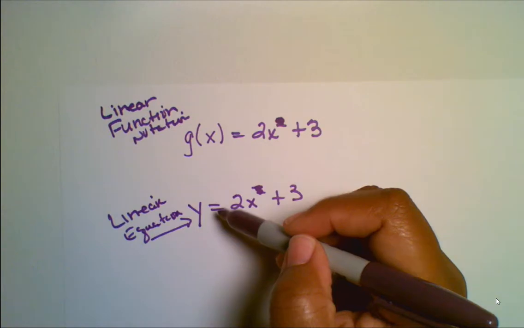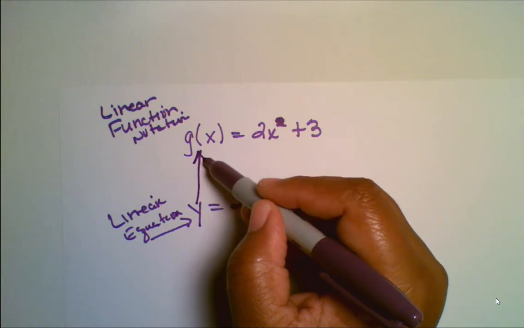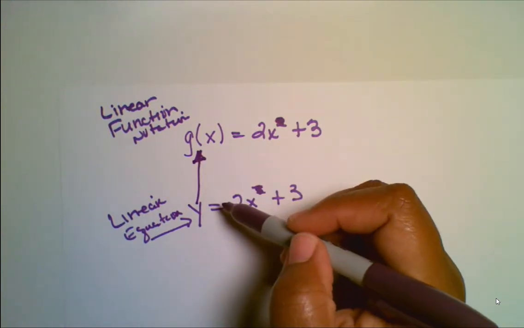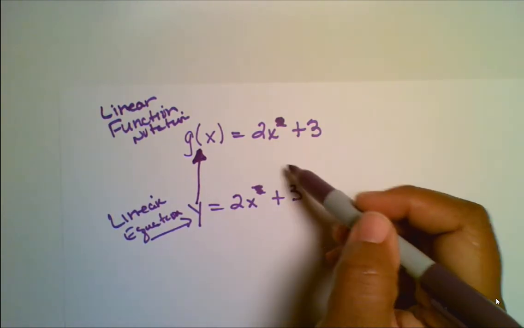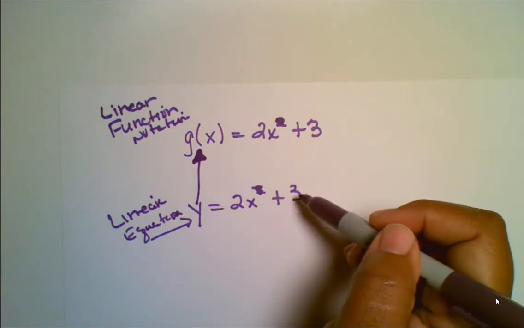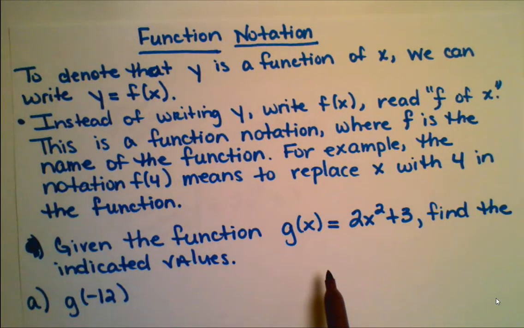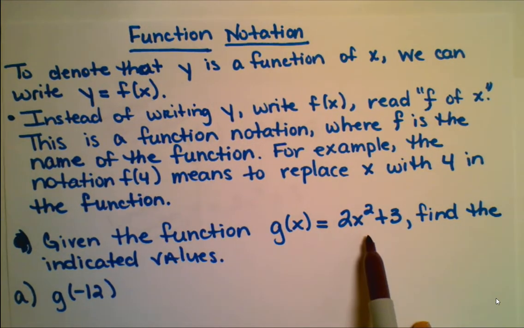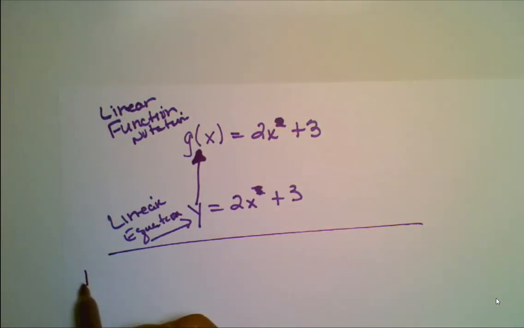What I want you to understand is that all we're doing is replacing y with a function, here g of x. It's just another name. It doesn't change the equation at all. But for the first example, where you have a function g of x is equal to 2x squared plus 3, find the indicated values. Find g of negative 12.